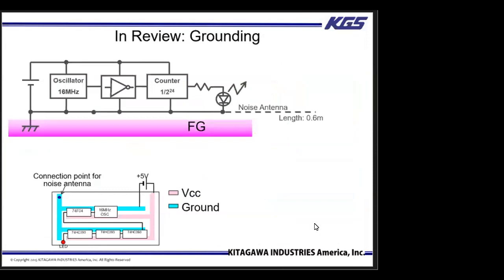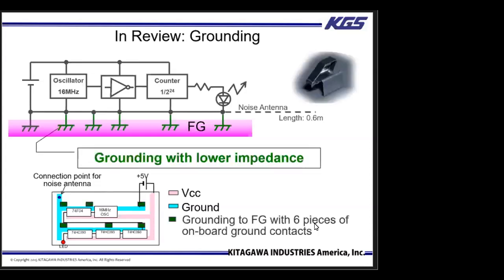To help combat the common mode noise, we grounded the conductors of the PC board assembly to the frame ground with multiple grounding points using our onboard contact. And with this, the impedance was reduced and common mode noise was suppressed. And this is basically in review of our previous, or at the beginning example of the PC board.